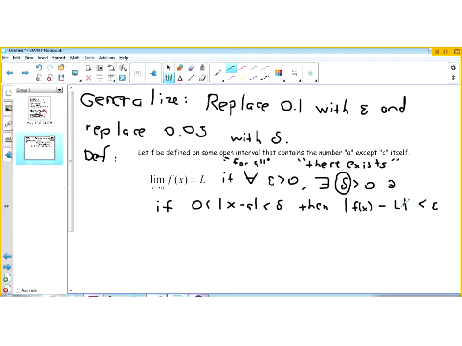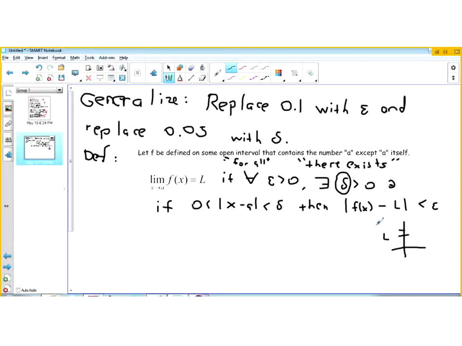So again, let me emphasize this again. I'm sorry to belabor this. I choose a positive y value, then I find a corresponding positive x value that matches my positive y value. So basically I choose a positive y value, and let me sketch it. Here's my y-axis. Here's my L. L is a number.